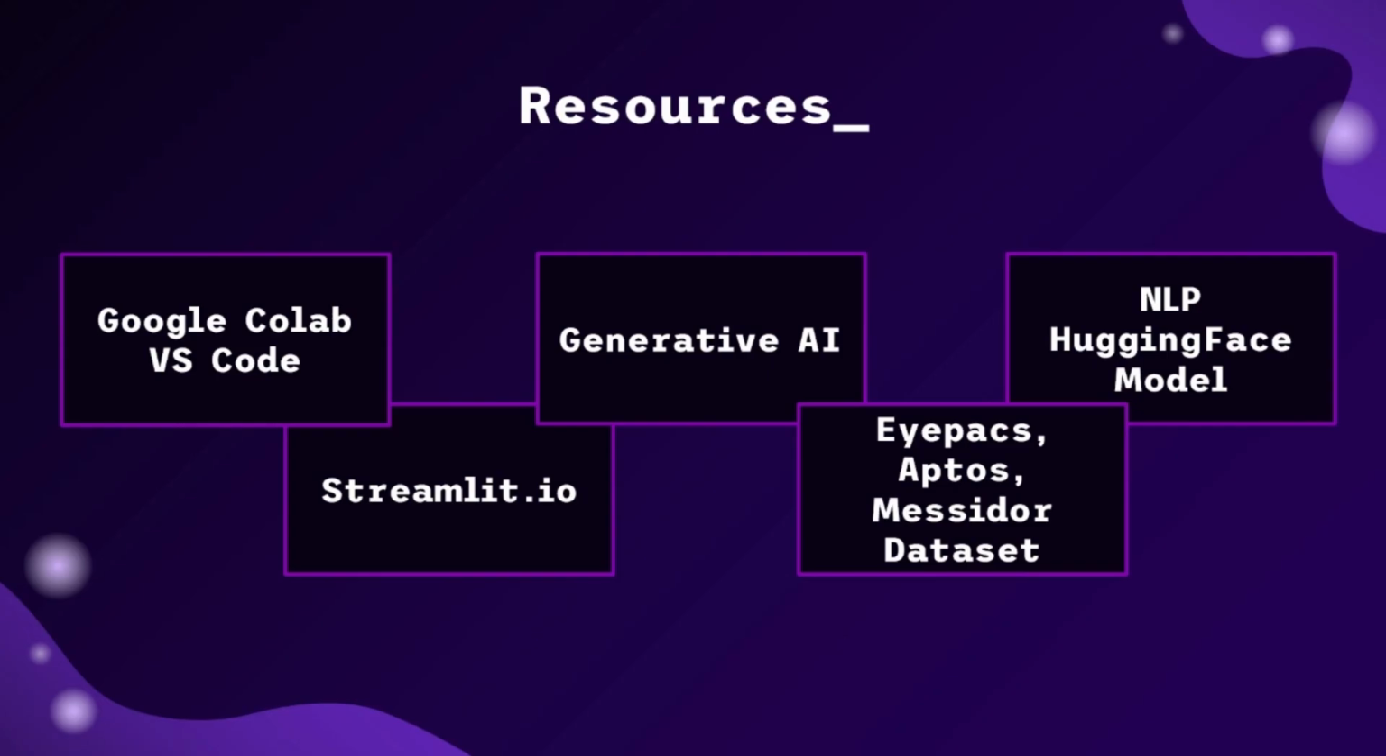RetinAlyze combines different tools and resources. I built the models in Google Colab and the app in VS Code, training the CNN on IPAX, Optos, and Messidor retinal images from a Kaggle dataset. The biomedical chat uses a Hugging Face NLP model, and the interface is deployed with Streamlit.